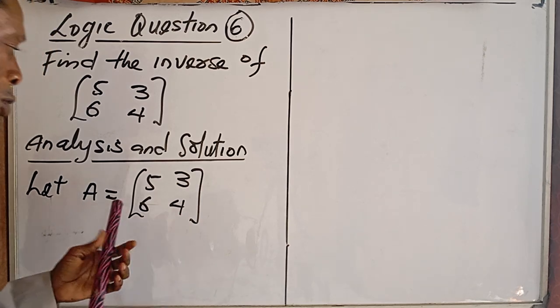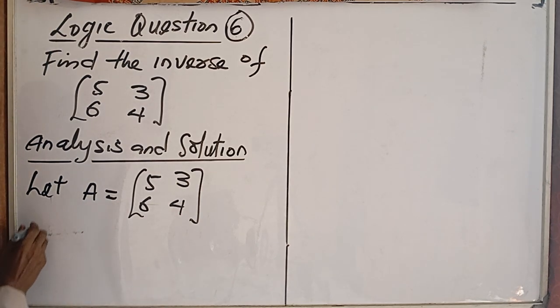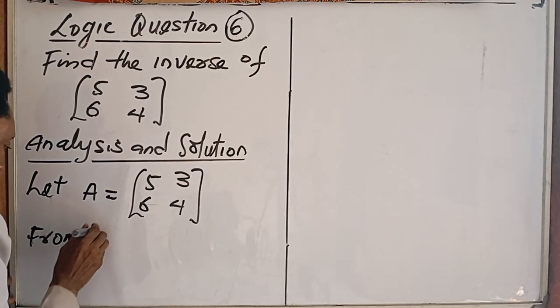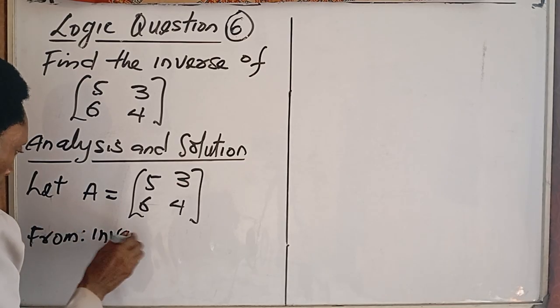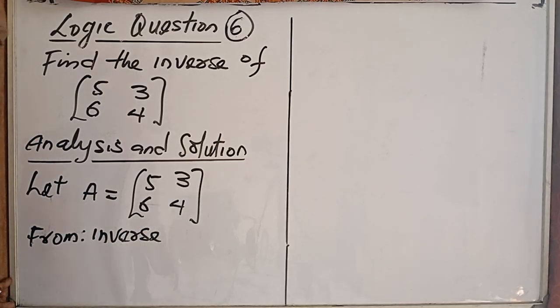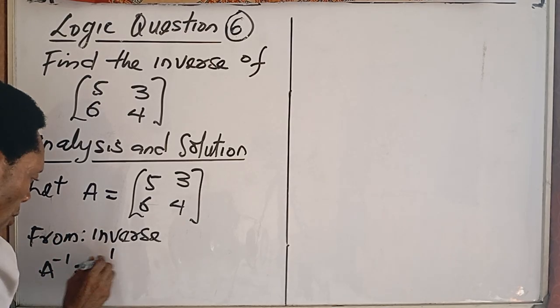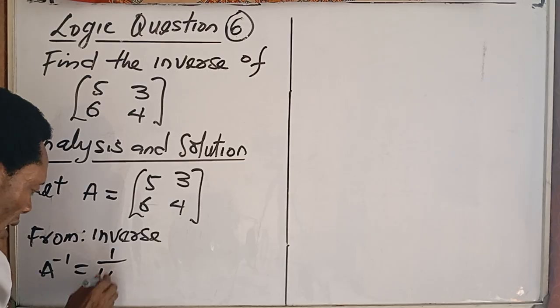Now for us to look for the inverse, the inverse is denoted in this form. This is the symbol for inverse. A inverse equals the reciprocal of the determinant of A.